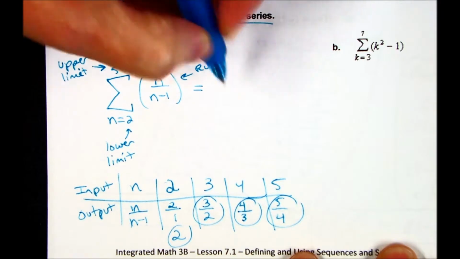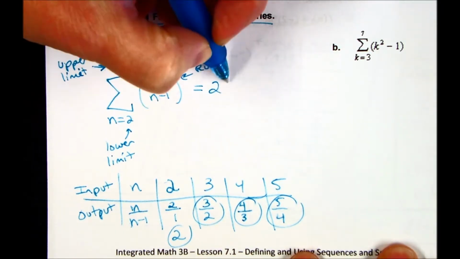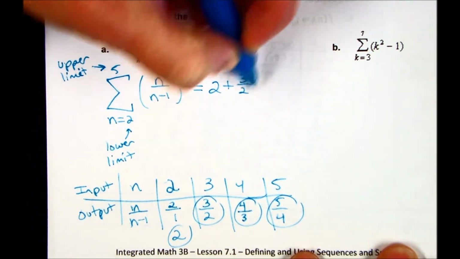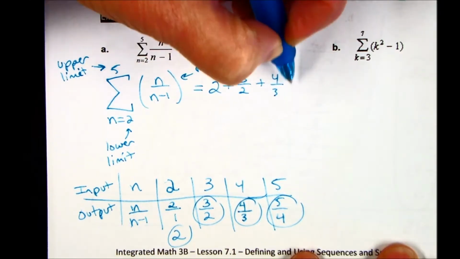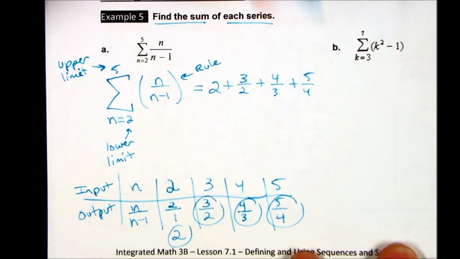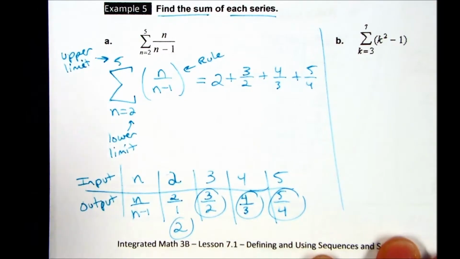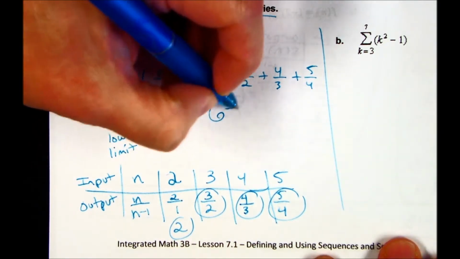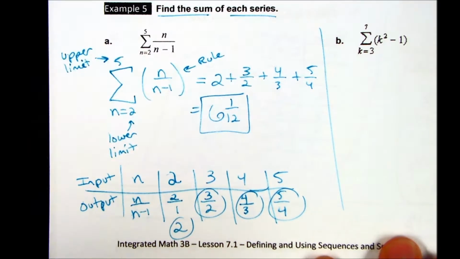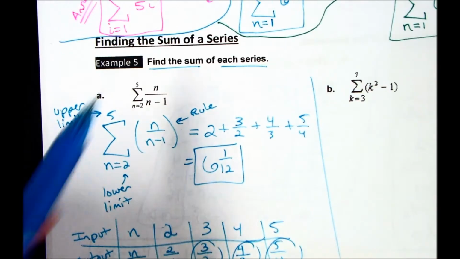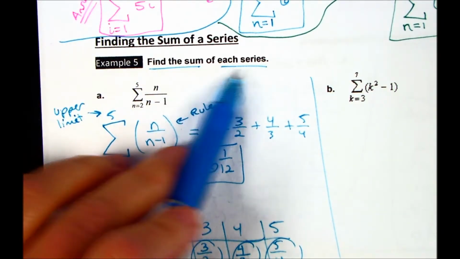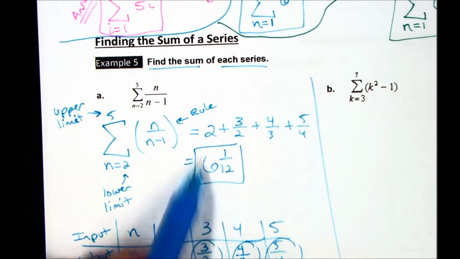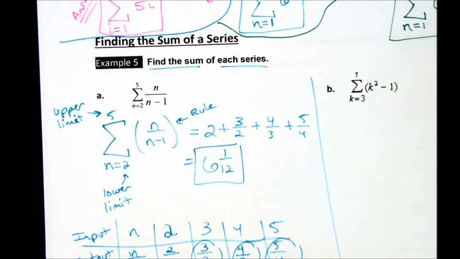So the sum, going back to this notation up here, is 2 plus 3 halves plus 4 thirds plus 5 fourths. And to save time, I'm going to use my calculator that can do fractions. And if I add all that up, I'm going to get 6 and 1/12. And that is my sum. So again, we answered the question, find the sum of each series. So the 6 and 1/12 is the sum of that series.